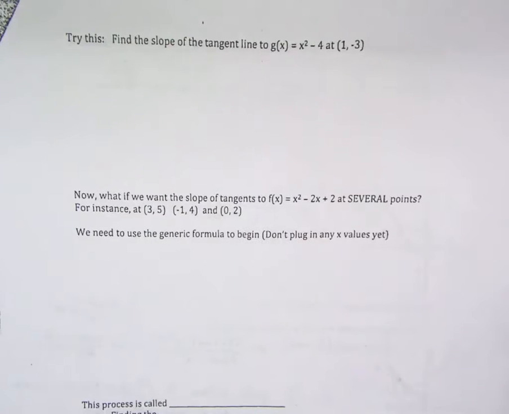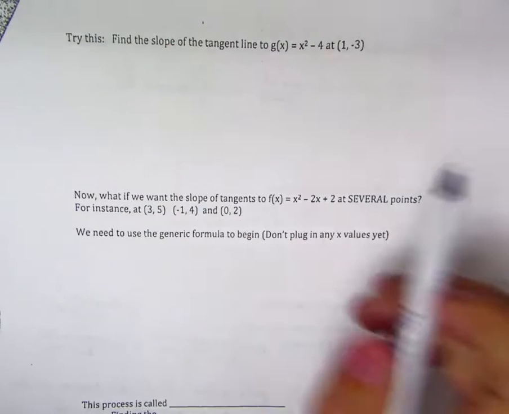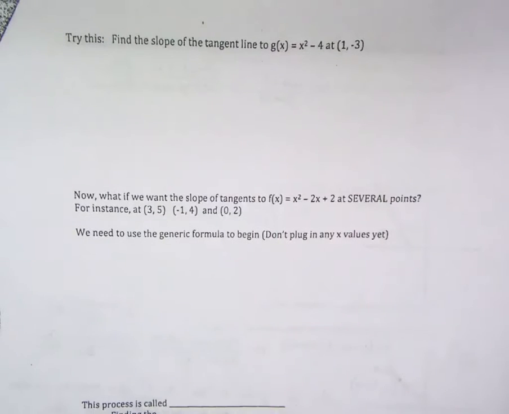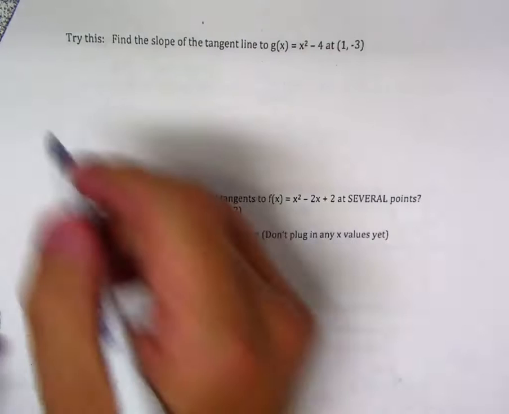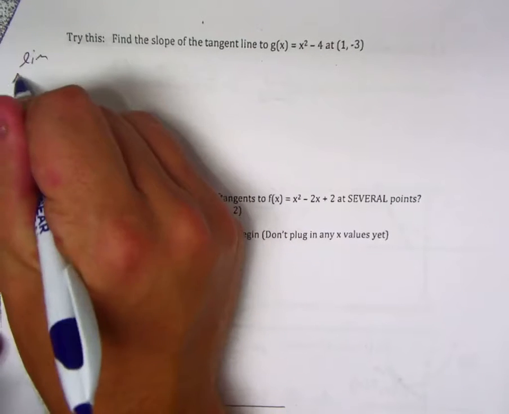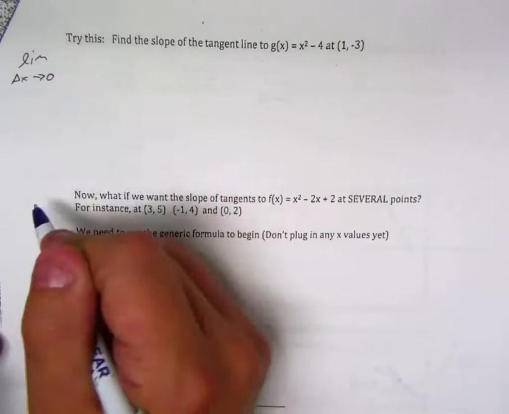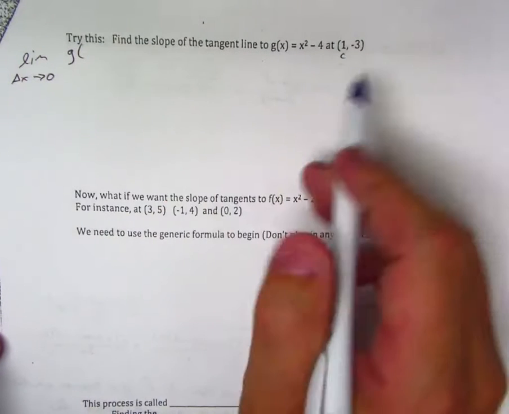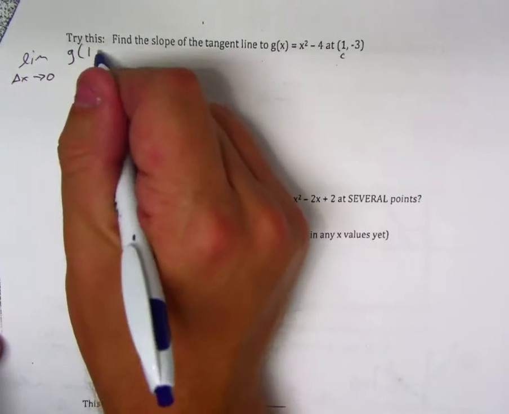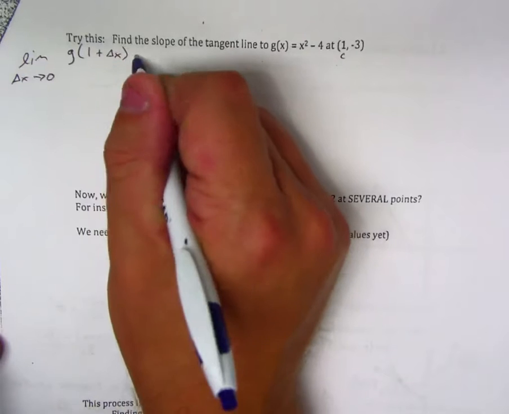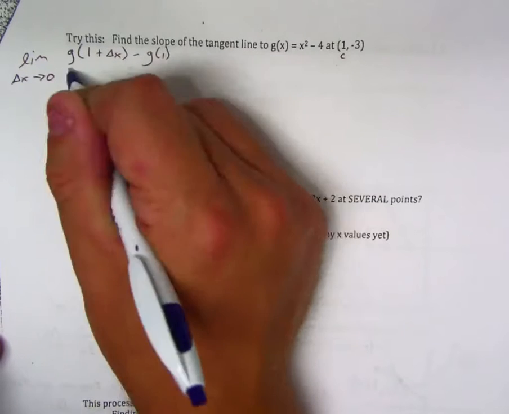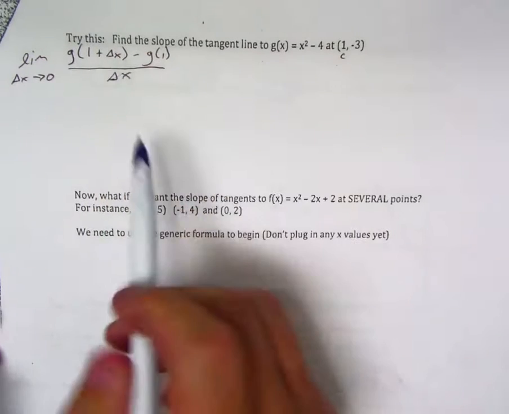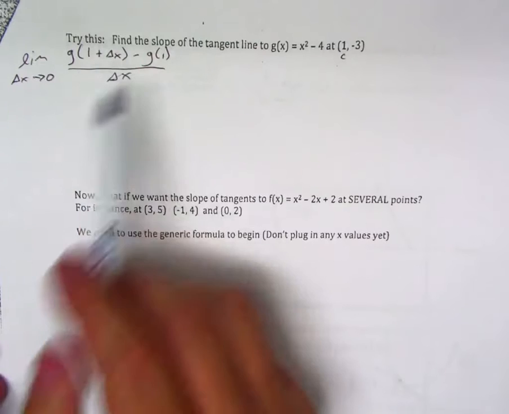Find the slope of the tangent line to g of x equals x squared minus 4 at 1 comma negative 3. Okay, so we want the slope of the tangent line to this function. That means we're going to use that limit definition. We're going to take the limit as delta x approaches 0, g of, remember we're going to replace the c with the x coordinate, so that's our c right now. So we're going to have 1 plus delta x minus g of 1 over delta x. So wherever we see that c, we put a 1 instead.